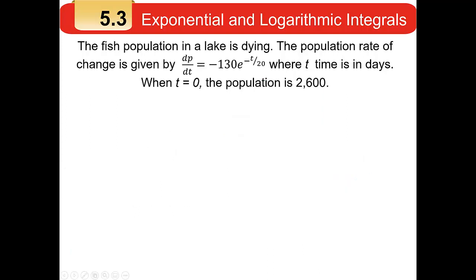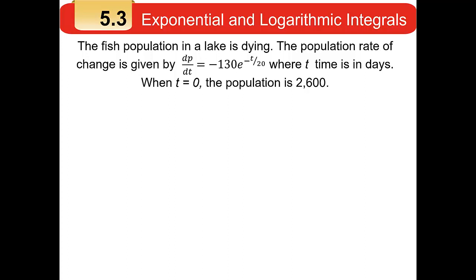Now let's look at an application problem. The fish population in a lake is dying. The population rate of change is given by dP/dt equal to negative 130 e to the minus t over 20, where t is the time in days. When t is equal to 0, the population is 2,600.